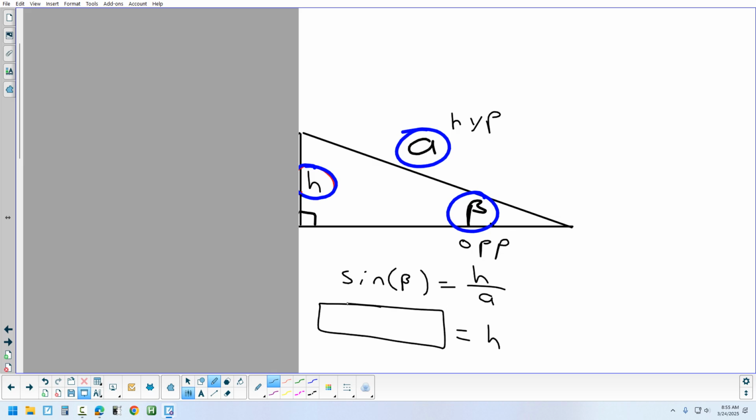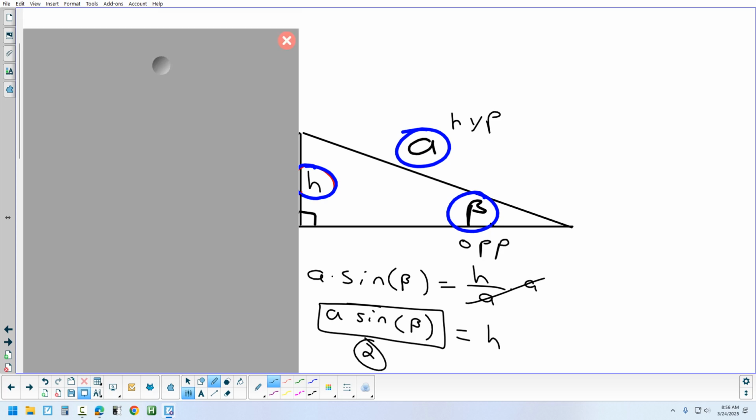Now I want to do the same thing I just did. I want to find a formula for the height. How would we get the H by itself in that equation? Multiply both sides by A. Yep. So times A, that's gone, times A. And there is another formula to find the height of the triangle. A sine beta. And I'm going to call that box 2.